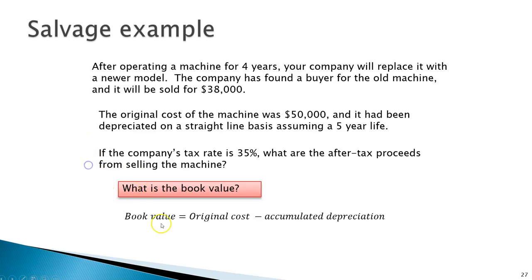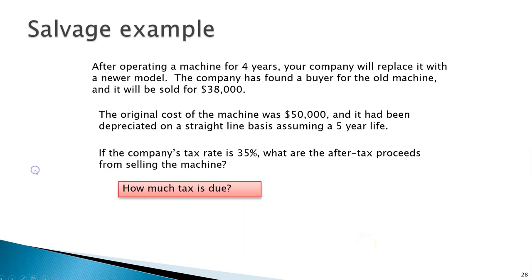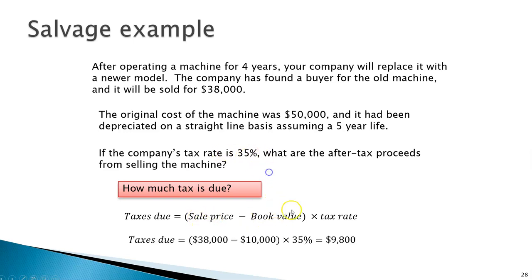Well, the original cost minus the total amount of depreciation I've taken. Well, I've kept it for 4 years, and I was depreciating $50,000 over a 5-year life. That's $10,000 per year, so I've depreciated $40,000 of it. So the book value then has to be $10,000. Now the taxes that I owe: I'm selling it for $38,000. The book value is $10,000, so I'm going to owe taxes on the $28,000, so I have to pay 35% on the $28,000. That's $9,800 in taxes. Notice this $9,800 is cash.